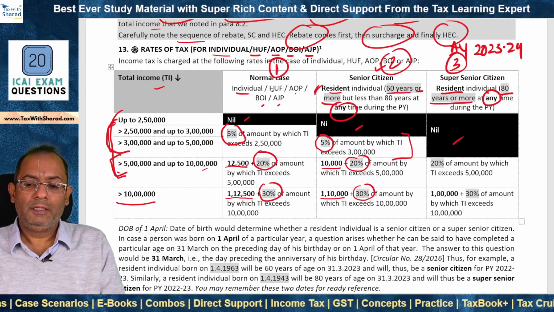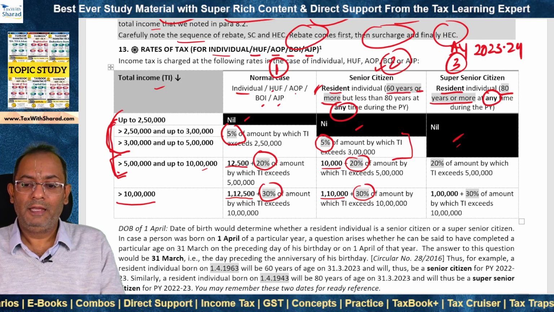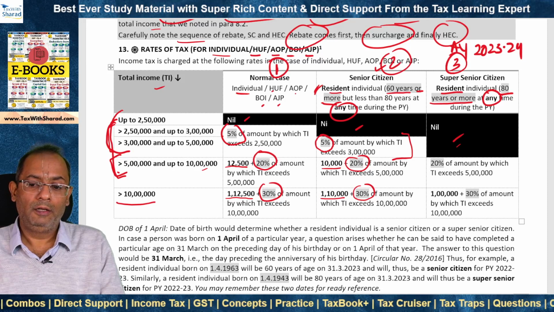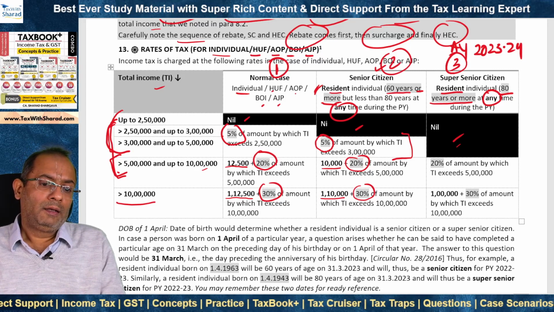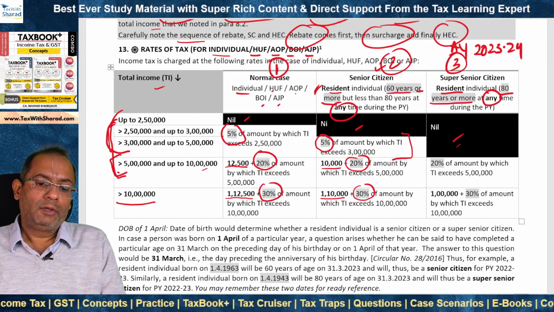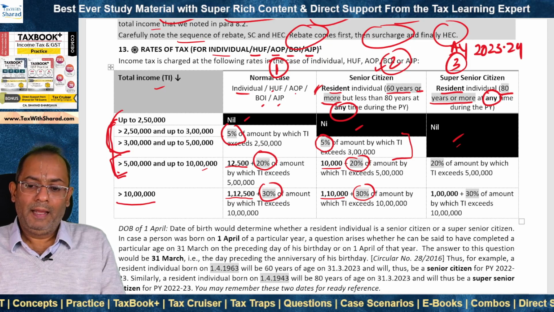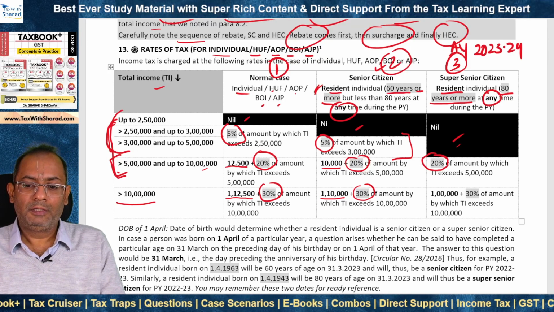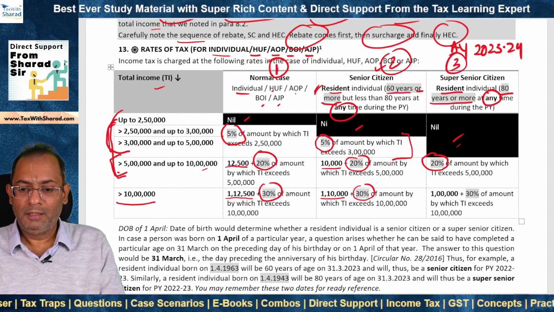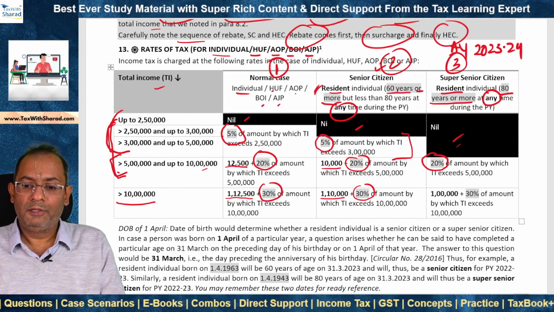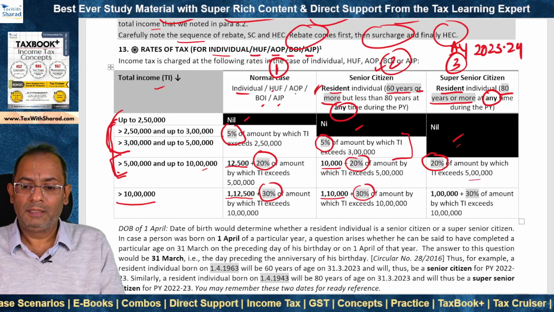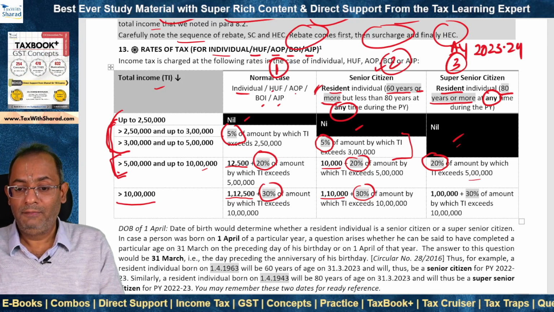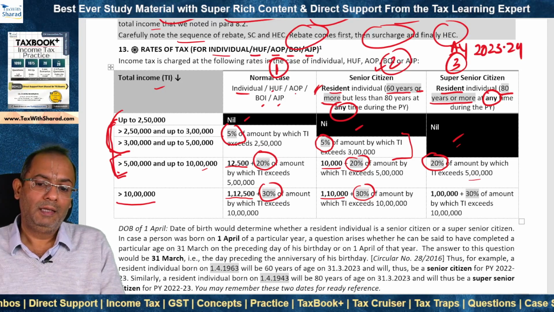In the case of a super senior citizen, the basic exemption limit is 5 lakh, so tax is nil up to a total income of 5 lakh. Where total income is more than 5 lakh and up to 10 lakh rupees, then we straight away jump to the 20% rate slab. So the 5% rate slab doesn't apply to a super senior citizen. Tax is 20% of the amount by which total income exceeds 5 lakh. So total income minus 5 lakh, 20% of that is the amount of tax.